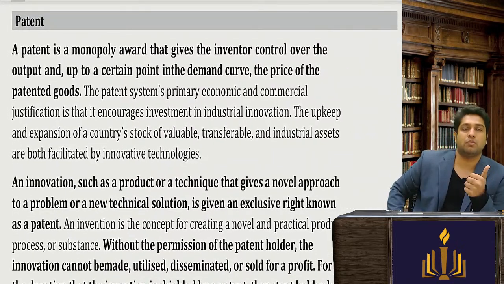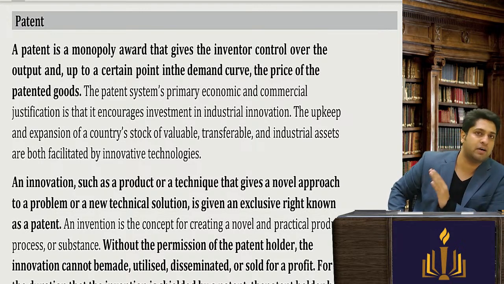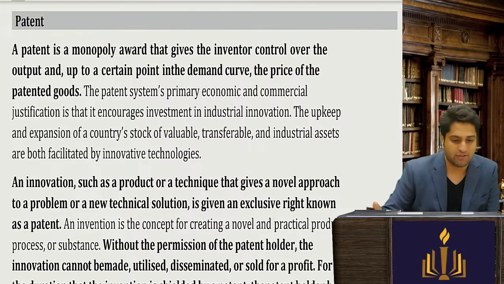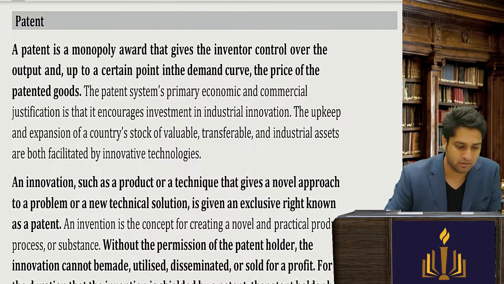Now we will be talking about patents, trademarks, copyrights, industrial designs. All of this we have a chapter for, so you don't have to dwell a lot on this. It will be covered in other chapters. So I will just explain the concept and move ahead here.